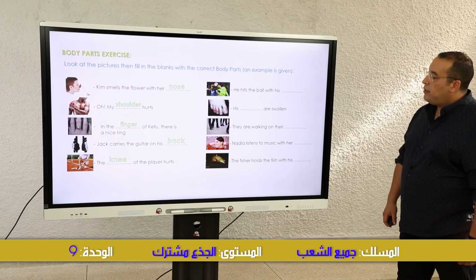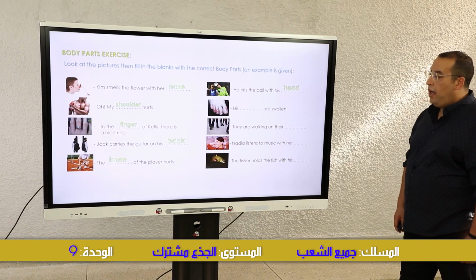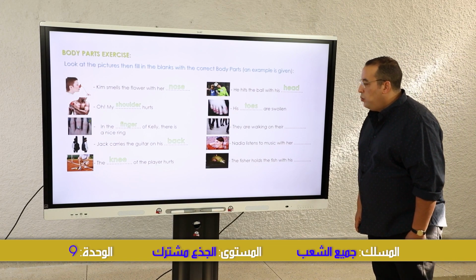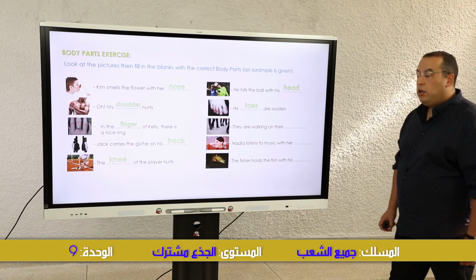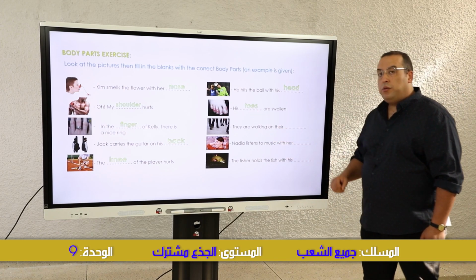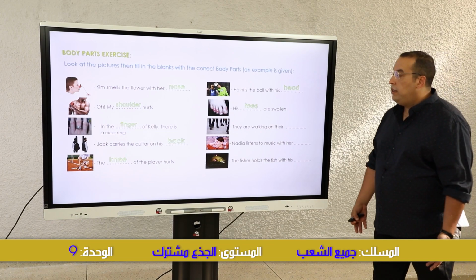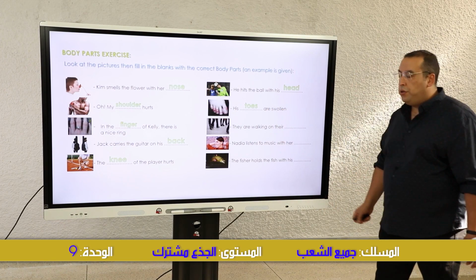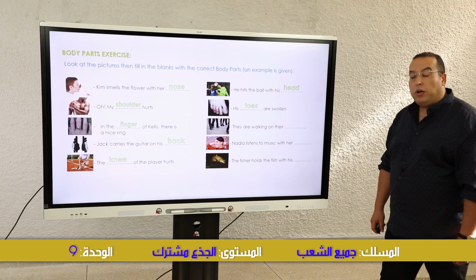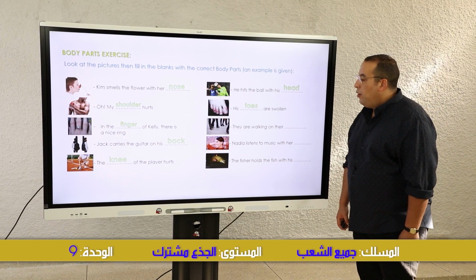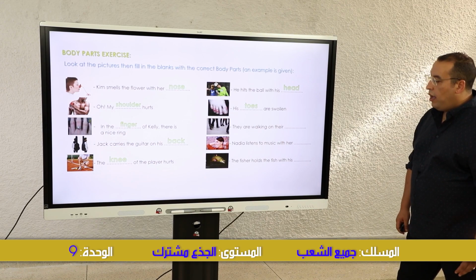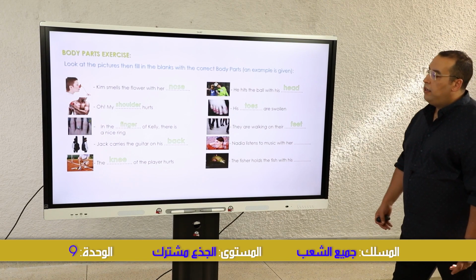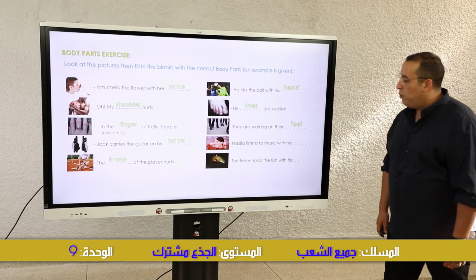So, the knee of the player hurts. Next, he hits the ball with his head, of course. And his toes are swollen. So we have the body part toe with S, which means it's the plural. Because we have the verb to be, are, that's why we must put the body parts in the plural form. Again, they are walking on their, so they is plural again, so on their feet. Feet is the plural of foot, as we have seen before.